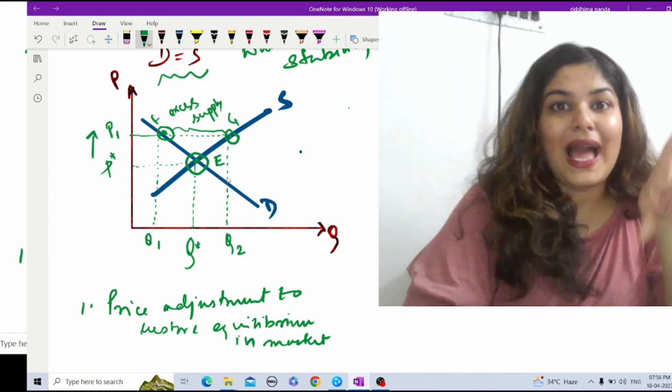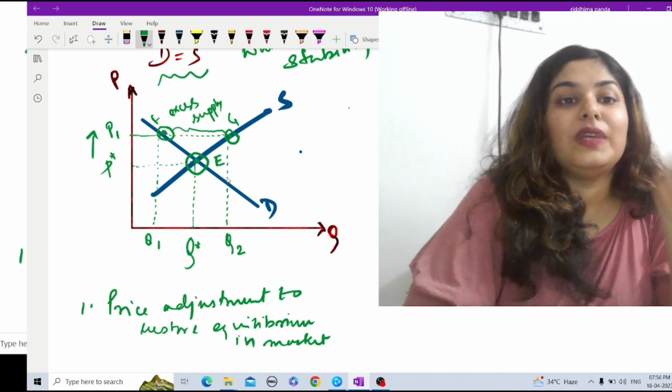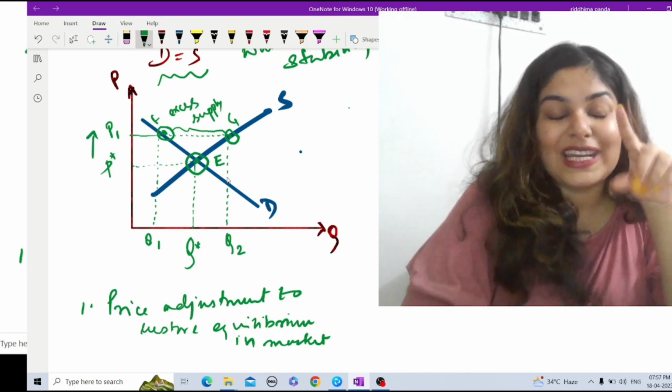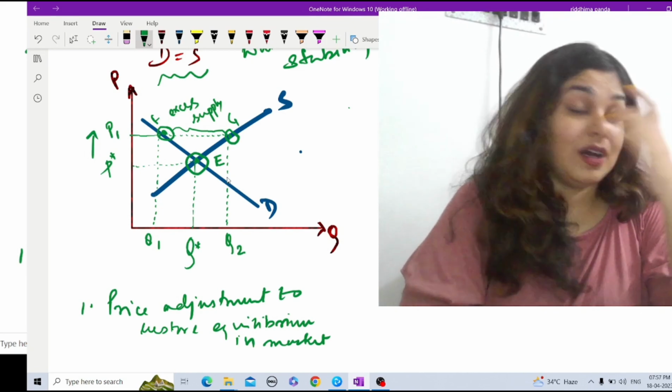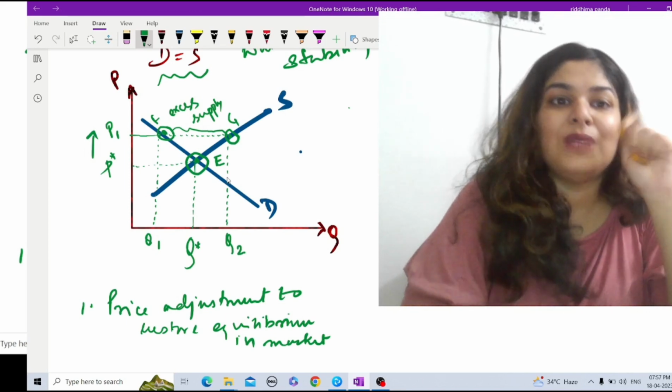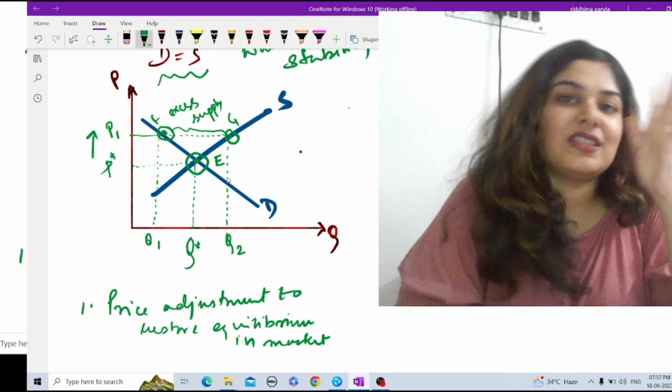So how can I fix the situation? That is, bring back the equilibrium. If I am able to bring the market back at point E, where there is no excess supply and demand is exactly equal to supply, that means equilibrium is restored and the equilibrium is stable. So can I do it? Yes, of course I can do it.